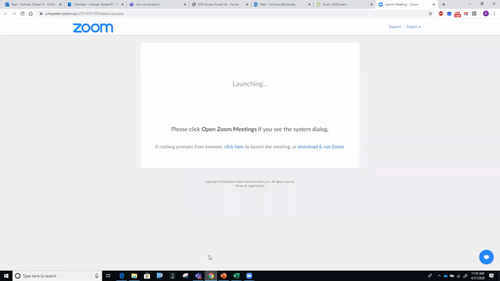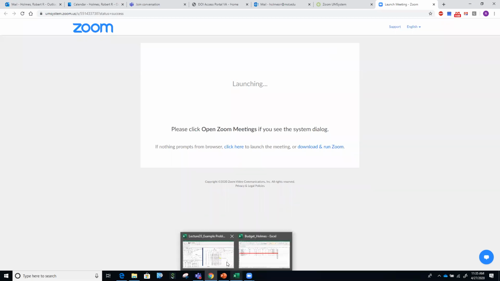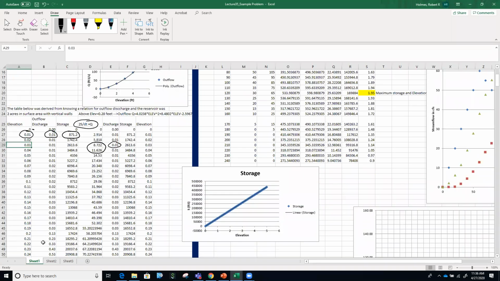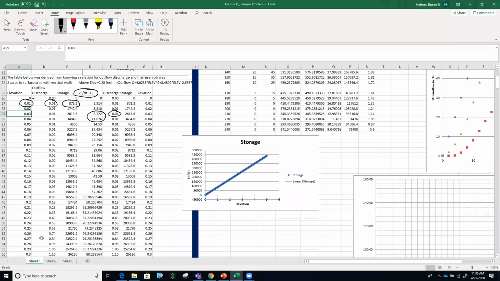Dr. Holmes. Yes. Sorry, I have another question. You have in one of your notes that above elevation 0.28 feet, the outflow is using a different equation, but in your calculations of the outflow discharge, you still use the same fitting equation that you had. You have it in cells I2 through I4.